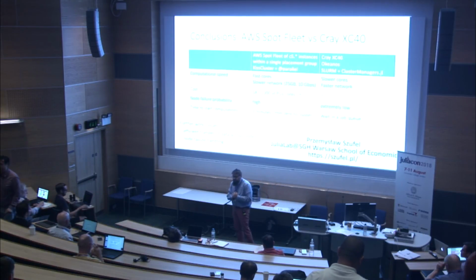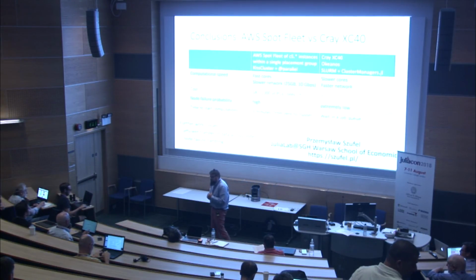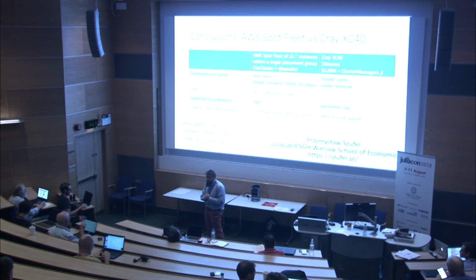Actually, going back to the question that was asked at the end of the last session, you said that the node failure probability is high in AWS. That's because you're using Spot instances and they're allowed to shut down Spot instances.